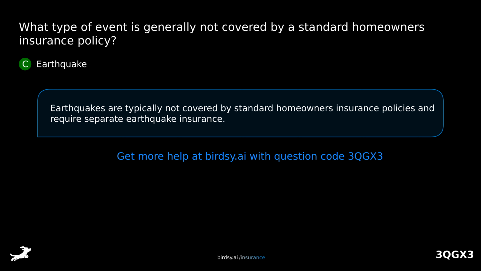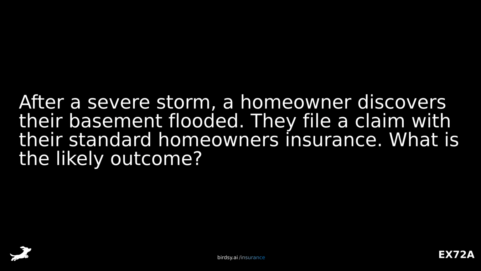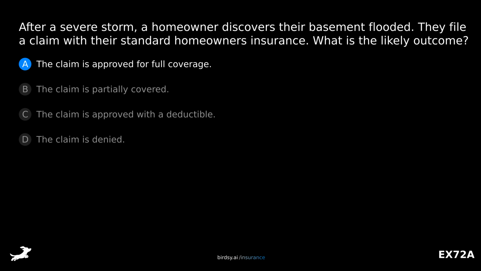Earthquakes are typically not covered by standard homeowners insurance policies and require separate earthquake insurance. After a severe storm, a homeowner discovers their basement flooded. They file a claim with their standard homeowners insurance. What is the likely outcome? Is it A, the claim is approved for full coverage, B, the claim is partially covered, C, the claim is approved with a deductible, or D, the claim is denied? The answer is D, the claim is denied.